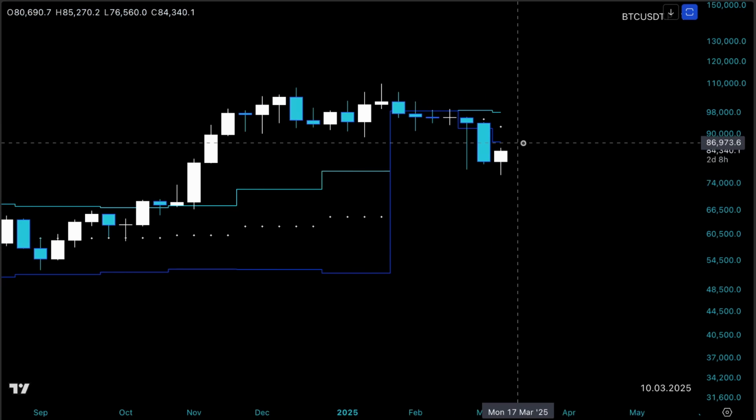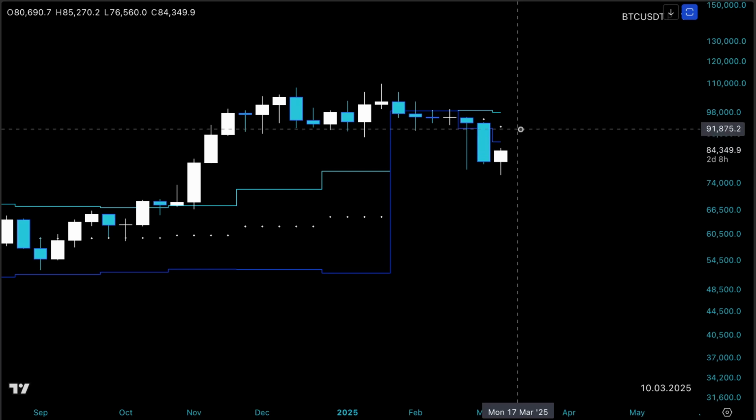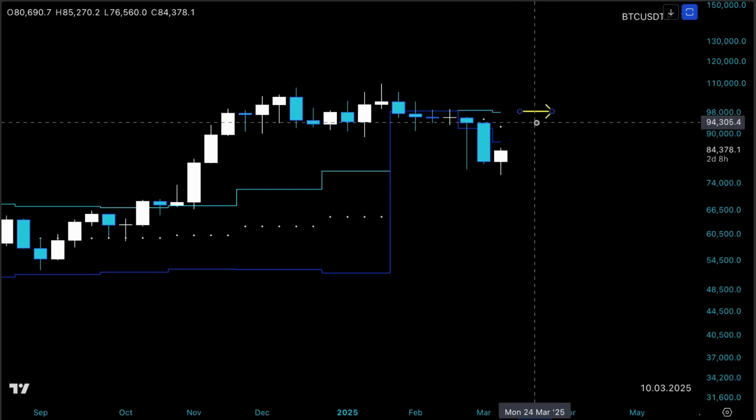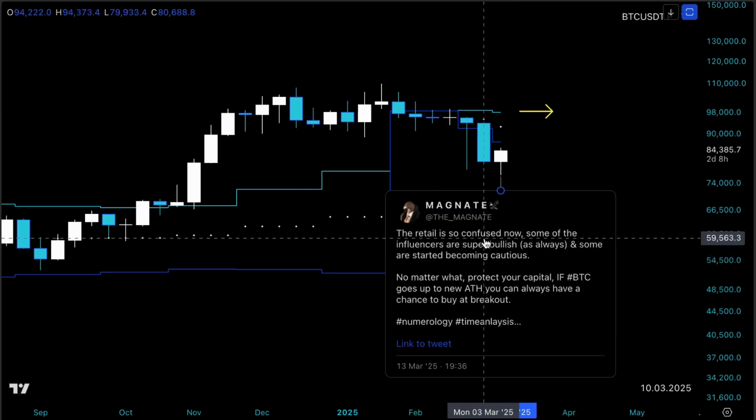That's going to be, again, which I mentioned earlier, $88,000 right in here, 87.5 on this one. And then the smart money line is going to be a very important level, around 92,800, 93. However, as I said in my recent tweets, without breaking 98 and ideally $100,000, we do not see a new all-time high. If we do get a break, which I mentioned in yesterday's tweet. On this tweet, as you can see, the retail is so confused now.